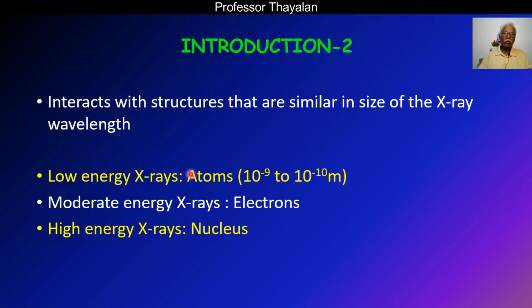So atoms have nanometer size dimensions, around 10 power minus 9 meter. So the low energy X-rays have a probability to interact with atoms, which are similar in size. Moderate energy X-rays have a probability of interacting with the electrons, whereas high energy X-rays have the probability to interact with the nucleus of an atom.